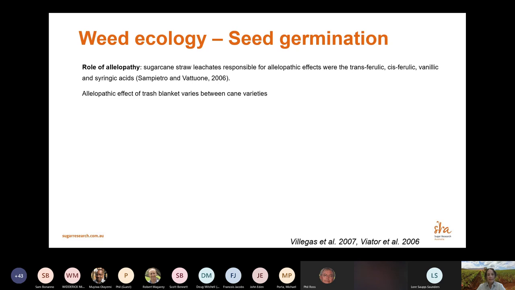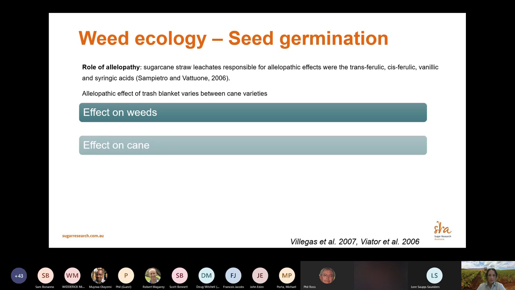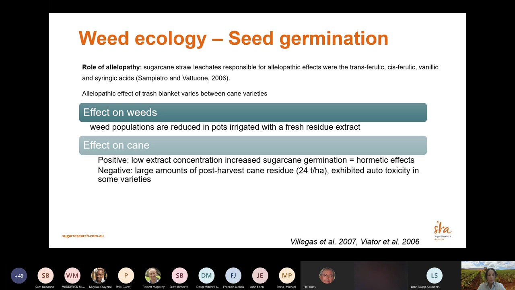Some canes create mulch that releases a lot of leachates that have an allelopathic effect, while other varieties release leachates that have less impact on germination, or they release less leachate. What impact do these leachates have on weeds and also on cane? On weeds, we found that weed populations are reduced in pots irrigated with fresh residue extract. And what is the effect on cane? Well, there can be a positive or a negative effect.